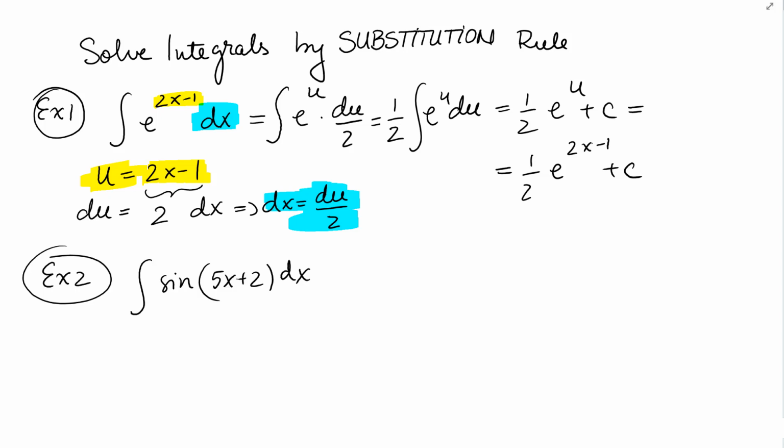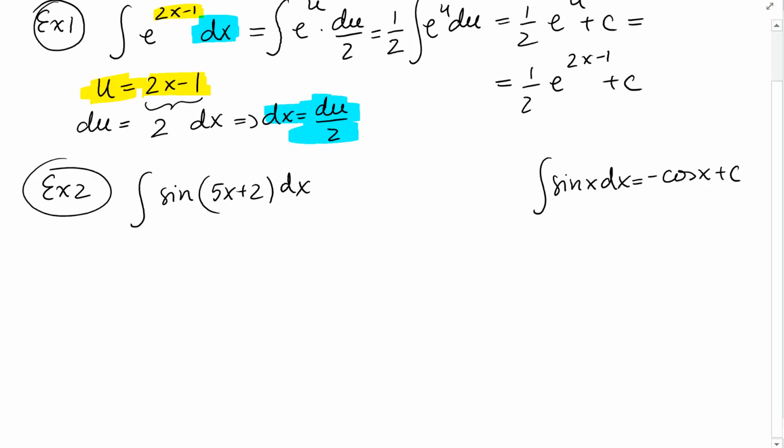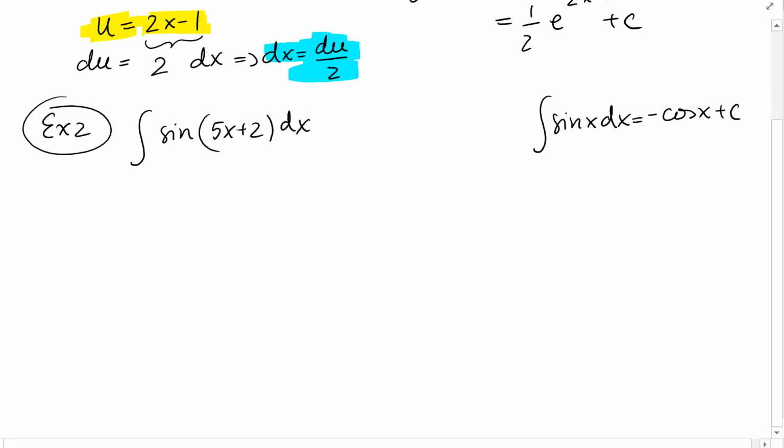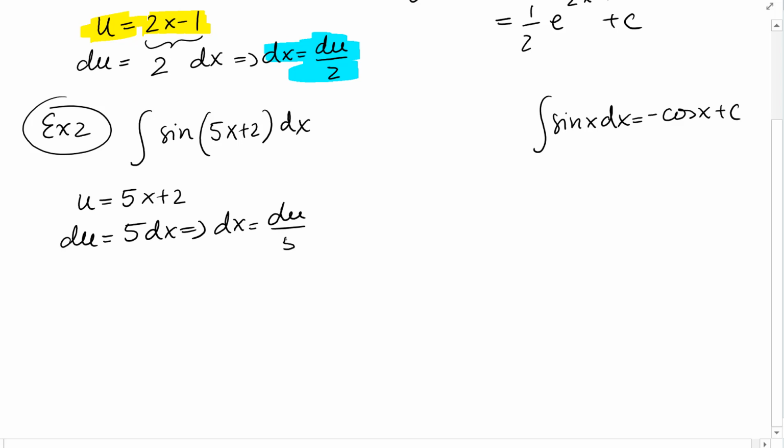Example 2. Integral of sine of 5x plus 2 dx. Now this formula reminds me of integral of sine of x dx, which is equal to negative cosine of x plus c. So in our case, since we don't have just sine of x, we're going to take this quantity, 5x plus 2, and we set it equal to u. So u equals 5x plus 2. So du is equal to 5 dx. So dx is du over 5.